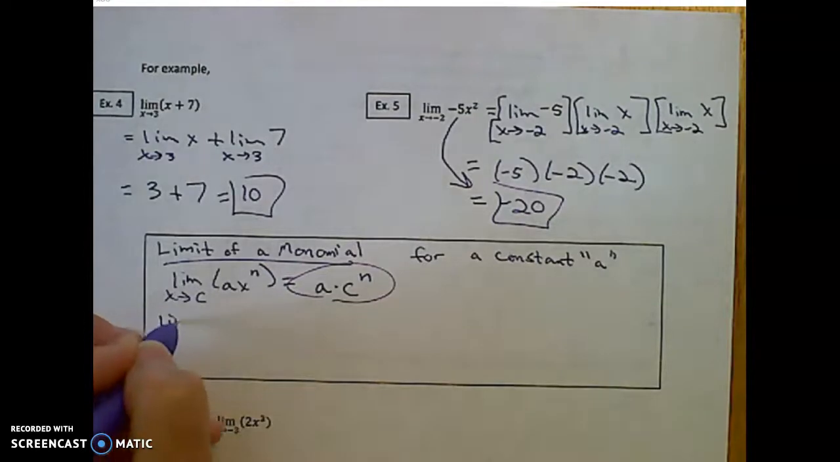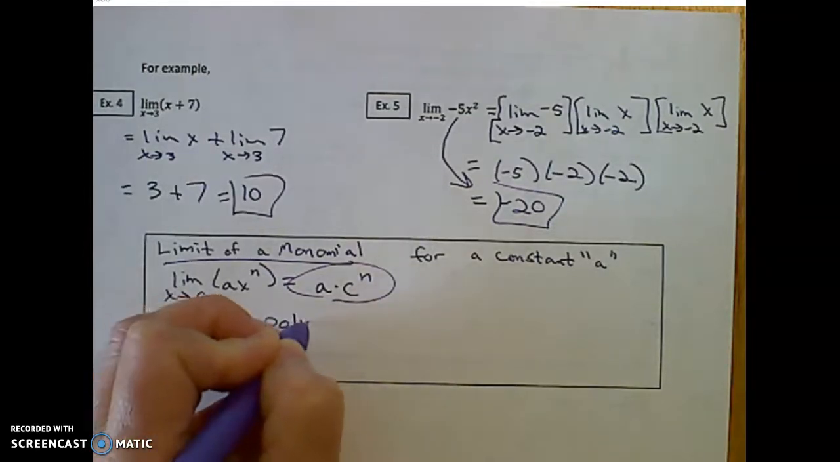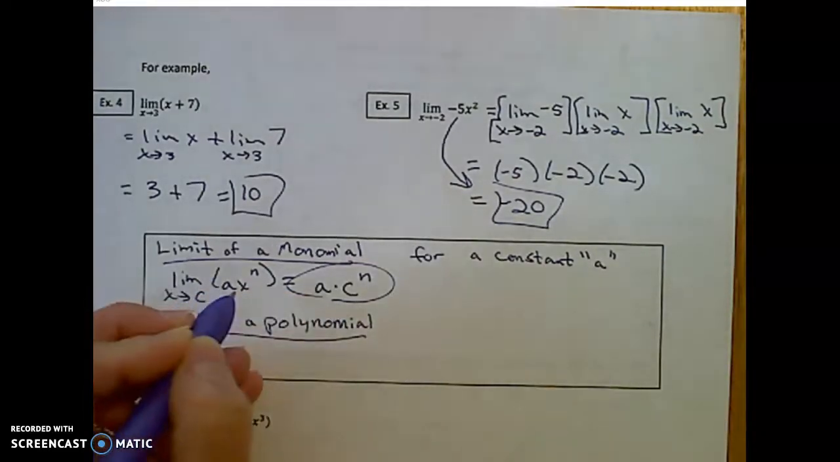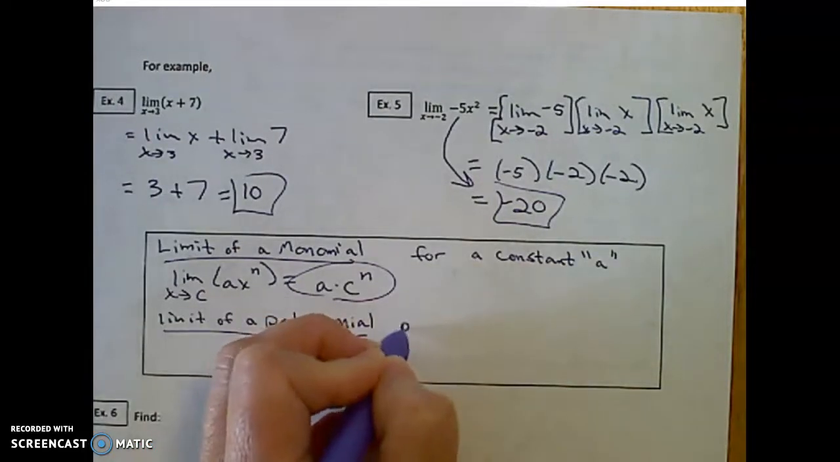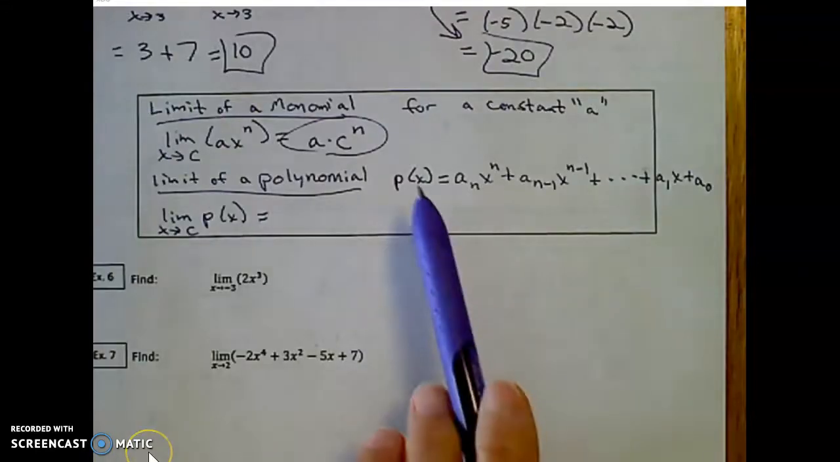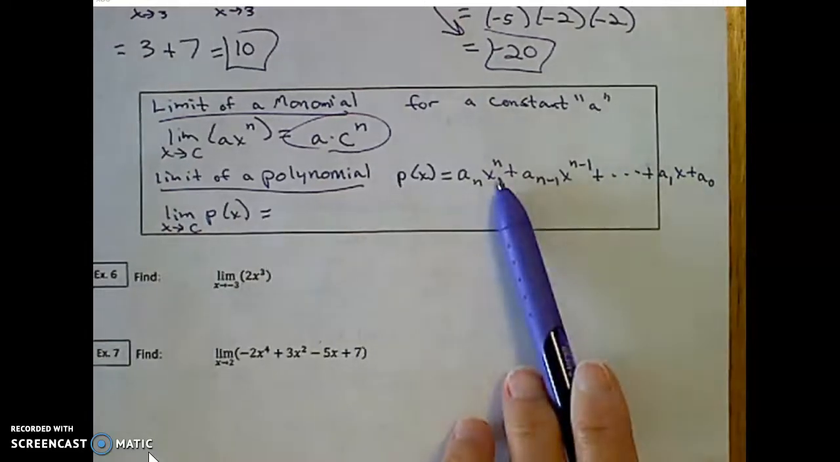That leads us to finding the limit of a polynomial. What is a polynomial? Rather than a single term, it has many terms. Here's my polynomial p of x. Let me pause just so I can jot it down for the sake of time. So here's my polynomial, which has many terms of degree n.